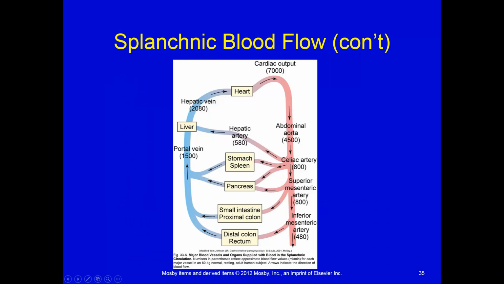Here we go. Here's the heart, okay? Pumping out that cardiac output, going down into the abdominal aorta, feeding through the celiac artery and all the other arteries in the lower part of the body, feeding all of those abdominal organs that we talked about: stomach and spleen, pancreas, small intestine and part of the colon, rest of the colon, etc.